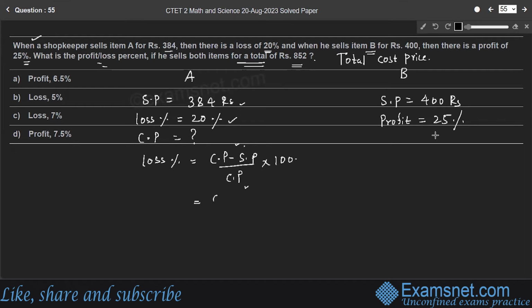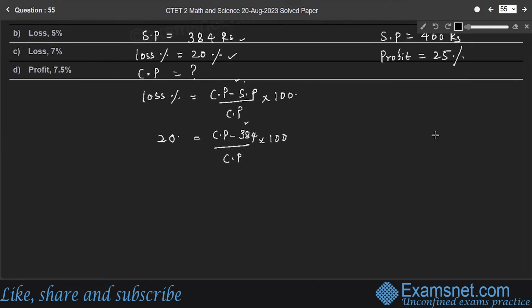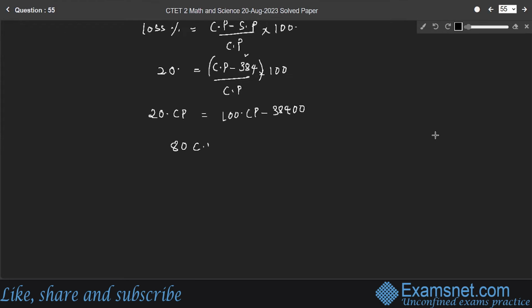So here, cost price minus selling price, which is 384, over the cost price into 100 is equal to the loss percentage, which is 20%, right? Therefore, 20 into cost price is equal to, we just multiply cost price minus 384 by 100, right? So it becomes 100 into cost price minus 38,400. Therefore, it becomes 80 into cost price is 38,400. By rearranging, we'll get cost price as 38400 by 80. So 10 will get cancelled. 8 into 4 is 32. Then 8 into 8 and a 0. So 480 rupees is the cost price of item A, right?